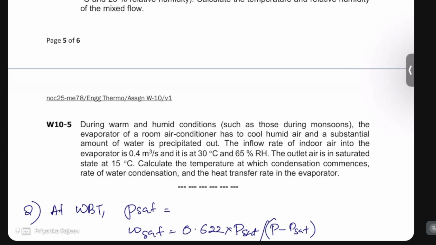Then mass flow rate of dry air, if you want to find, that will be inflow volume and density. If you multiply that, you will be getting the mass flow rate. Okay, so that's about it. Then heat transfer is Q equal to mass times delta H. So delta H, H in and H out. Previously also we have found the same. That is how we will be calculating.